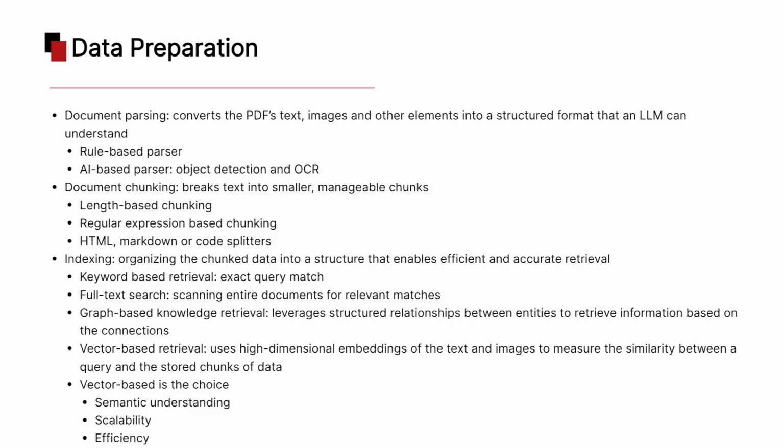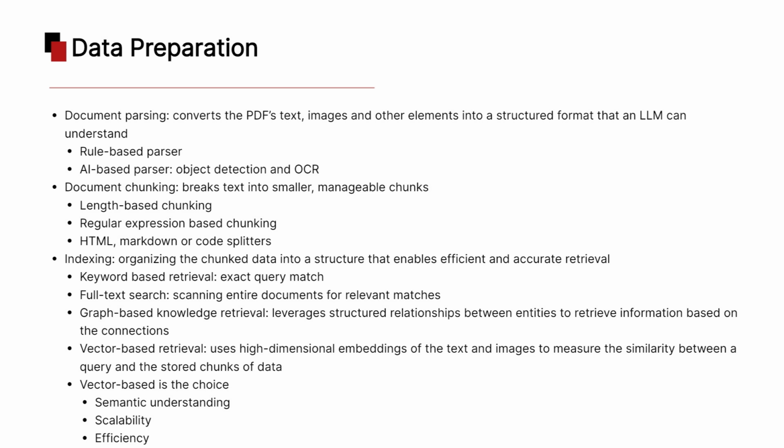Chunking methods include length-based chunking, splitting text into fixed-size segments, regular expression-based chunking for semantic boundaries, and specialized splitters for formats like HTML, Markdown, or code. Effective chunking balances chunk size and semantic completeness to retain meaningful context for retrieval and generation.